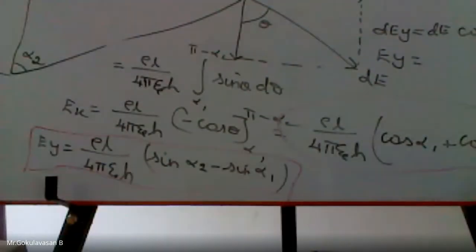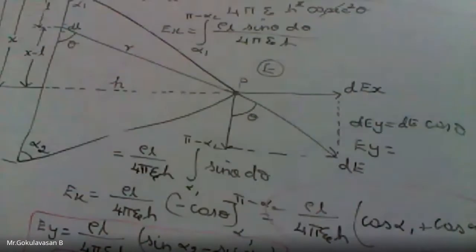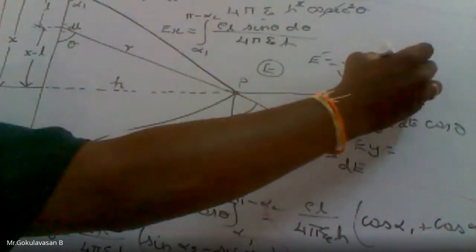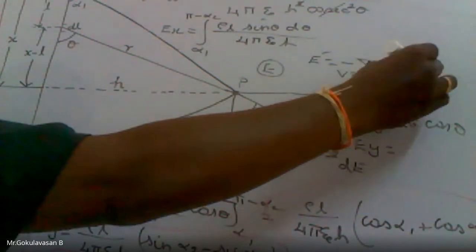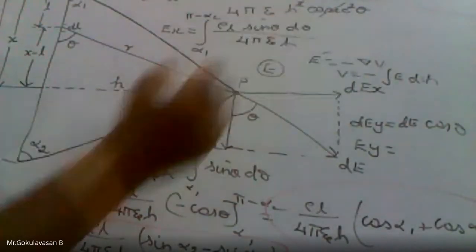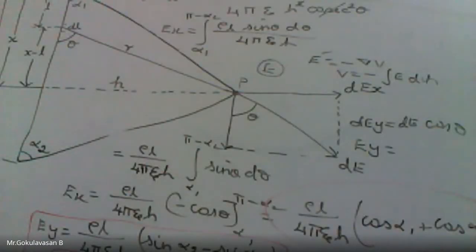This is the derivation. Once you know how to find these two values, Ex and Ey, we can get E totally, because the resultant of the components Ex and Ey is nothing but E. Once we have derived E, we know the relationship E is equal to minus del V. In turn, if E is known, V is minus integration of E dr, here in the place of h. If I do this integration, I can get the potential.